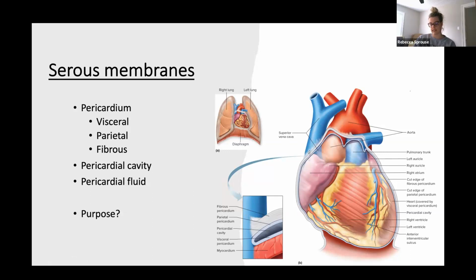The lungs, we're going to see the same type of situation with a visceral and parietal pleura with a space and fluid between there. What is the purpose? Well, the heart moves, right? It's constantly beating. And we need it to not rub up against surrounding structures in the body and create friction. And so this is kind of a shock absorber area to absorb that friction to allow for that movement of the heart. So that's the purpose of that.